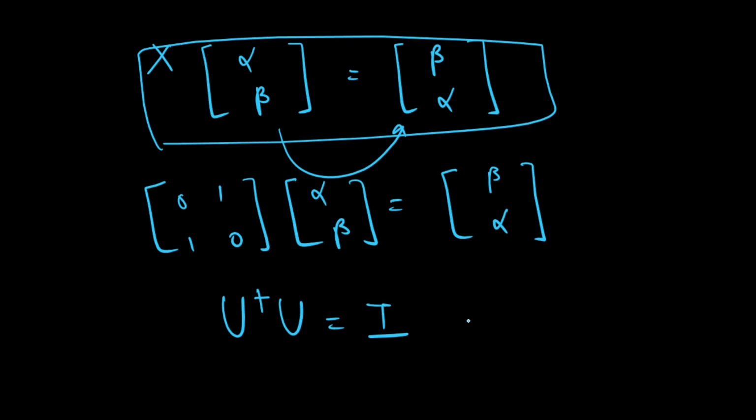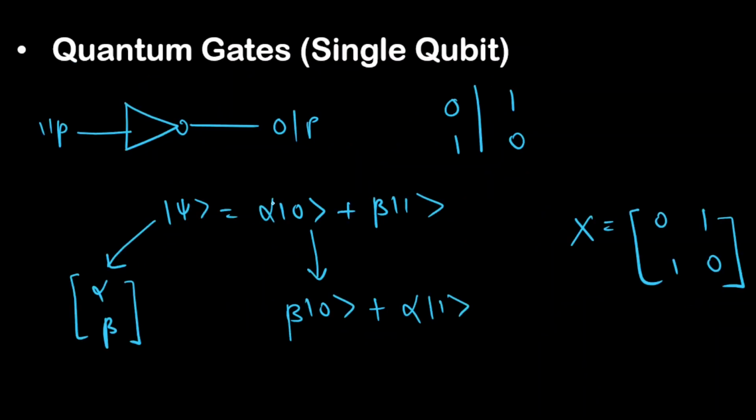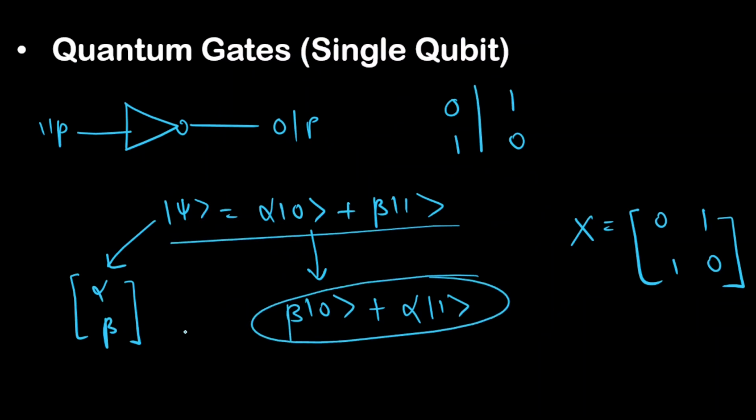So for our quantum NOT gate, which is represented by this X matrix, X dagger X must be equal to I. Another thing is that the output qubit state must also be normalized like the input state. That is, this psi state was normalized. So the output state psi dash must also be normalized. Now let's see a few examples of single qubit quantum gates.